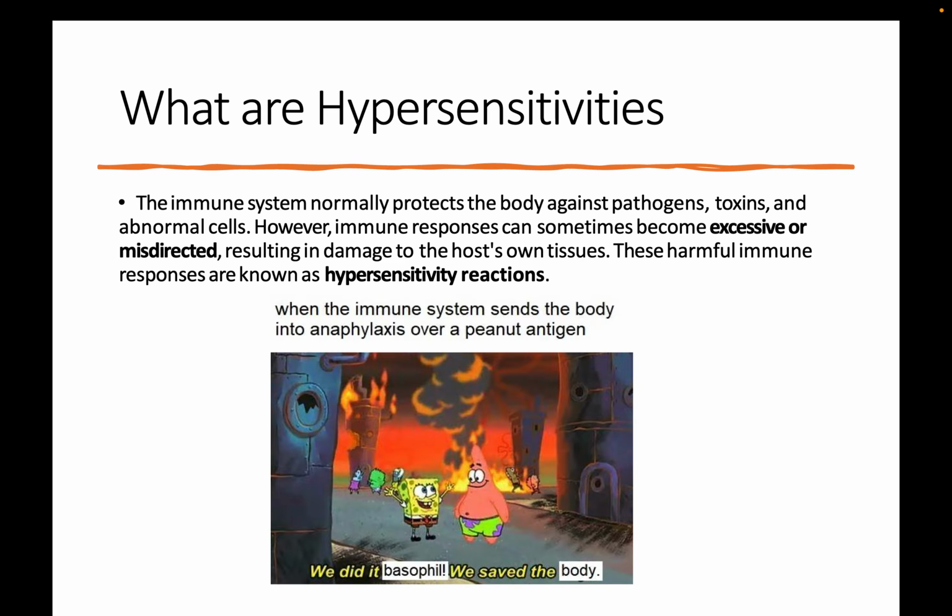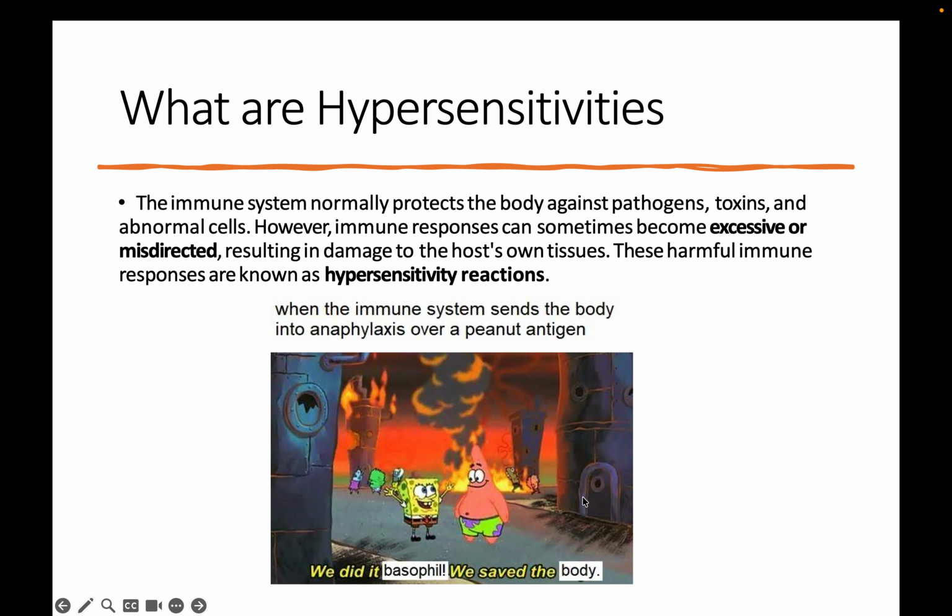So, what are hypersensitivities? As we know, the immune cells are able to protect our body against pathogens, toxins, and abnormal cells. This is basically one of the biggest functions of an immune cell, to protect us against all these things that I just mentioned. However, sometimes this immune response, when the immune system is trying to actually help us against these things, can be a bit excessive or misdirected, resulting in damage to our own tissues. These are called hypersensitivity reactions.